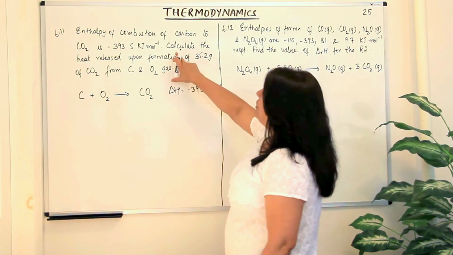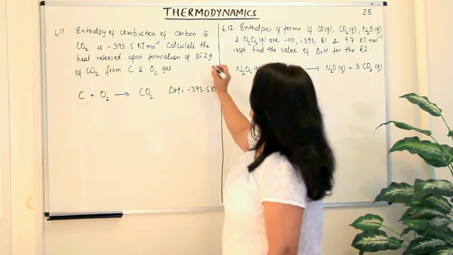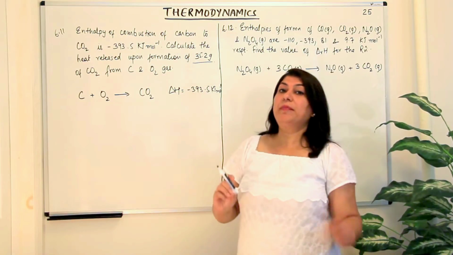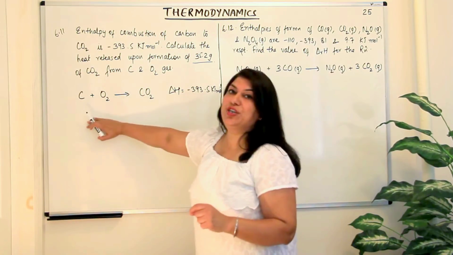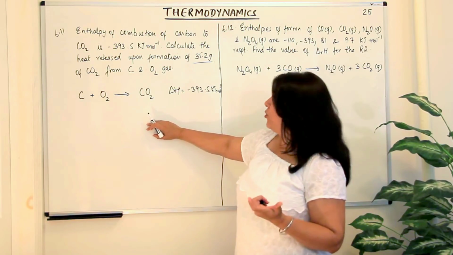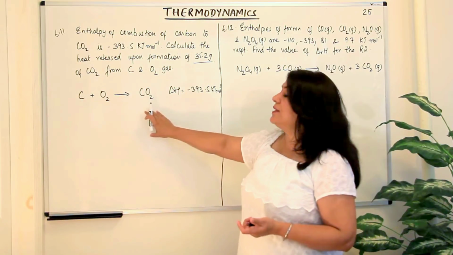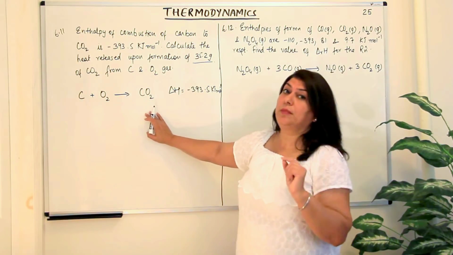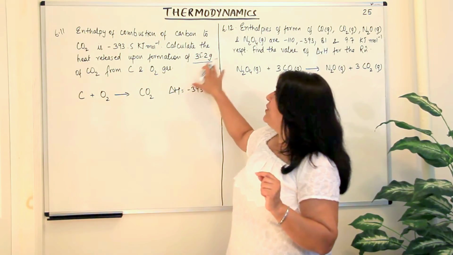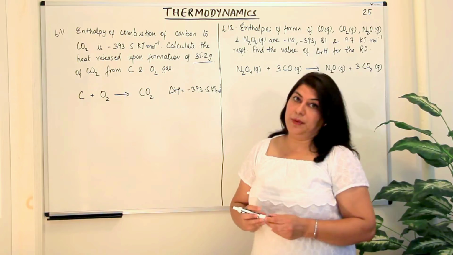Right? Now the question is that you have to calculate the heat released upon the formation of 35.2 grams. Now this is not mentioned in moles, and our equation was a molar equation. We were talking in terms of moles of carbon dioxide. When 1 mole of carbon burns in 1 mole of oxygen, it results in the formation of 1 mole of carbon dioxide. Now the question is how much heat will be released when you have these many grams of carbon dioxide being formed from carbon.